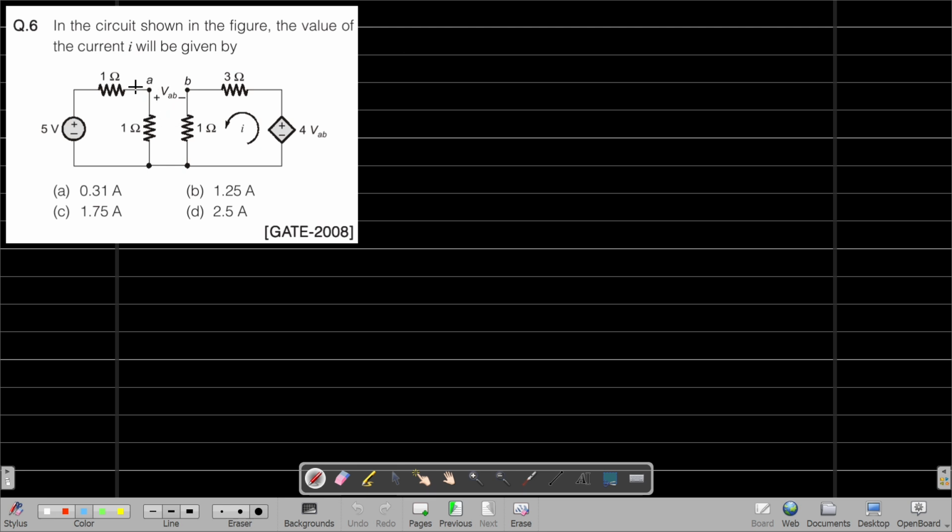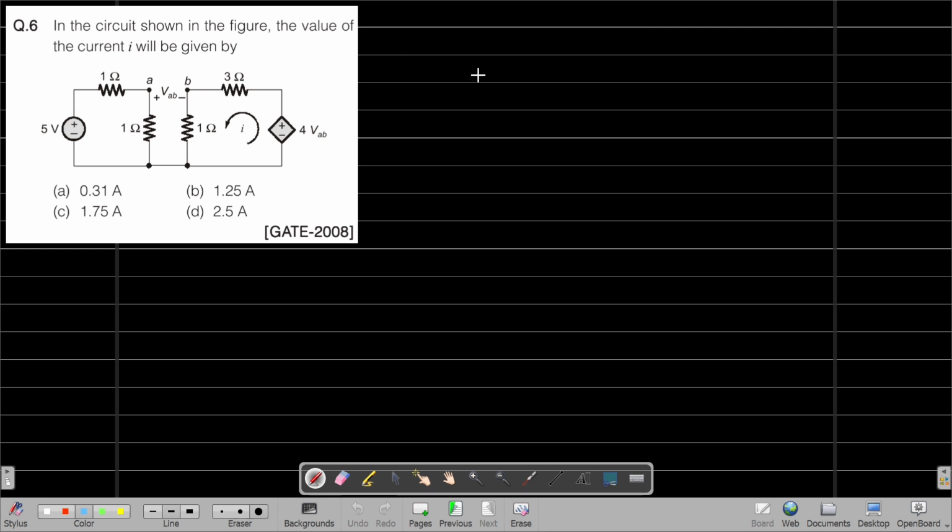VA is this and VB is this. The potential difference between A and B becomes VAB. It is a dependent voltage source, and here the 5 volt source is independent. So first let's write one by one the equation for each variable. First we will find VA, then we will find VB, and then we will find the relation between VAB and I.